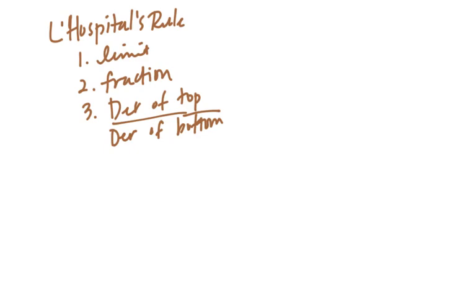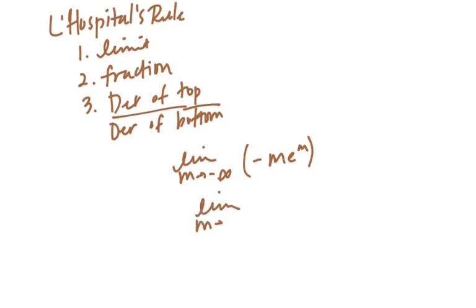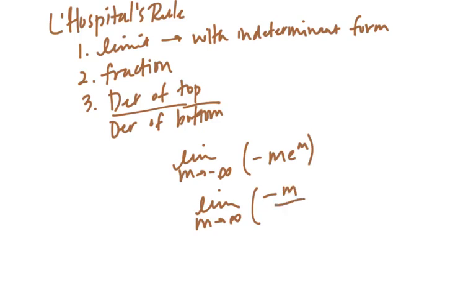So if we look at this problem, it says the limit as m approaches negative infinity of negative m e to the m. So what we need is a fraction. We have a limit with an indeterminate form. So we take the limit, let's say negative m over e to the minus m. We can move that e to the m to the denominator with a negative exponent because that's the same problem.